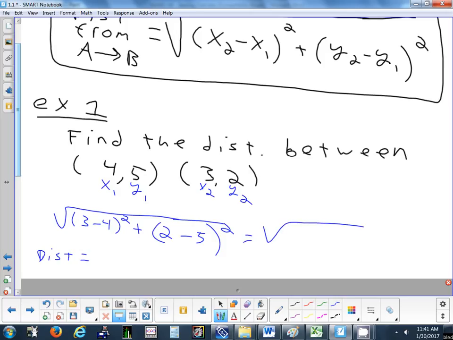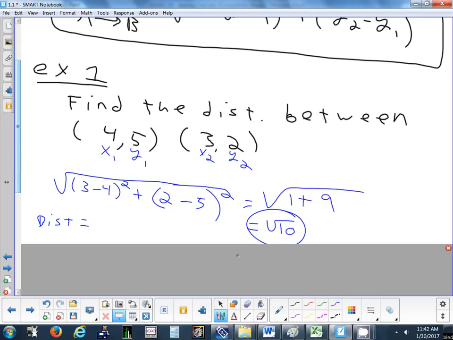Okay, so now we just simplify it and see what we get. Kelsey, what's 3 minus 4, and then square it? 1. Okay, and Ariel, what's 2 minus 5? Negative 3. And if you square negative 3? Not positive 3, so negative 3 times negative 3. 9. So square root of 1 plus 9, and that's going to give me square root of 10. And that's it. If they ask you for a decimal, you just type that in on your calculator. If they don't, you can stop right there.